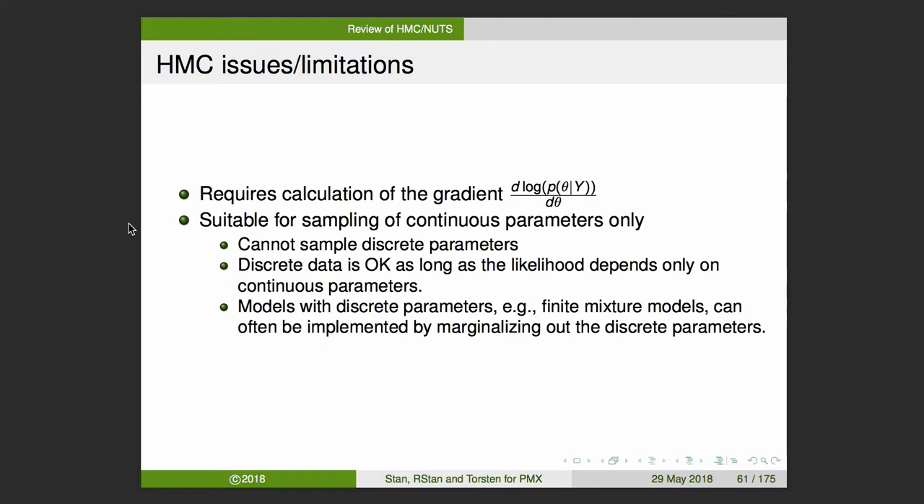Another issue with requiring gradients is that it's suitable for sampling continuous parameters only. So you can't sample discrete parameters, and I should qualify that: that's only true for parameters. You can have discrete data of all various kinds. The likelihood describes the likelihood for discrete data, but the parameters upon which that likelihood depends must be continuous in order to use Hamiltonian Monte Carlo. In some cases where you've got models with discrete parameters, like finite mixture models, you can often implement those by marginalizing out the discrete parameters so that the ones you actually work with are continuous. But it is a potential limitation.